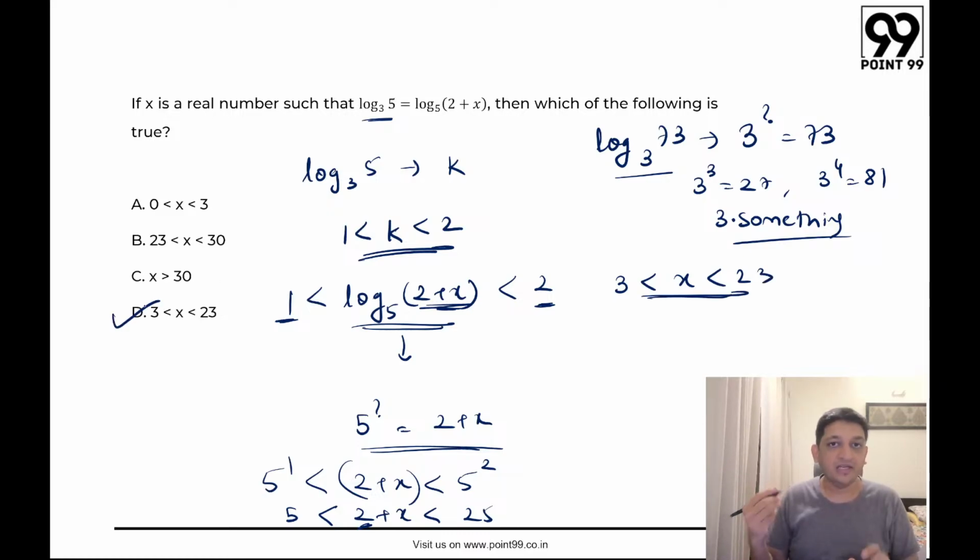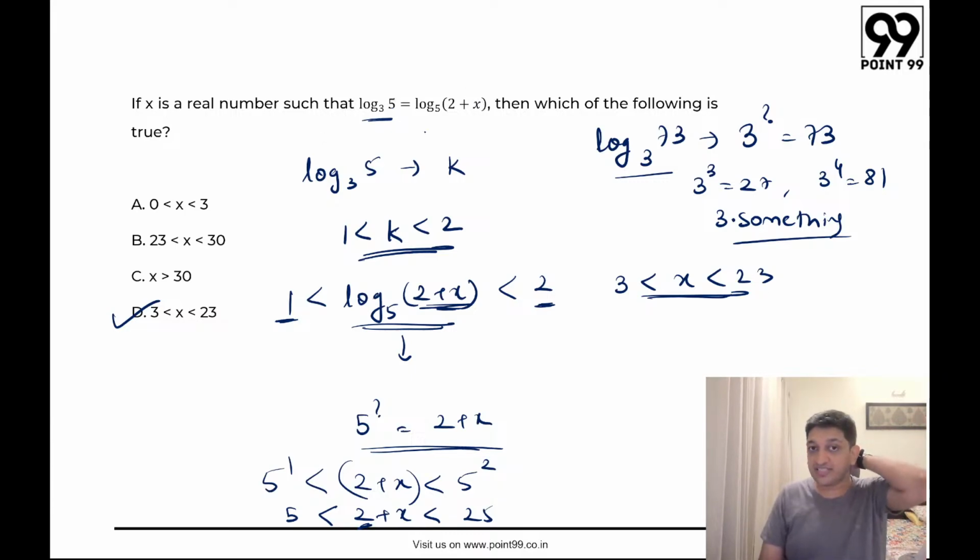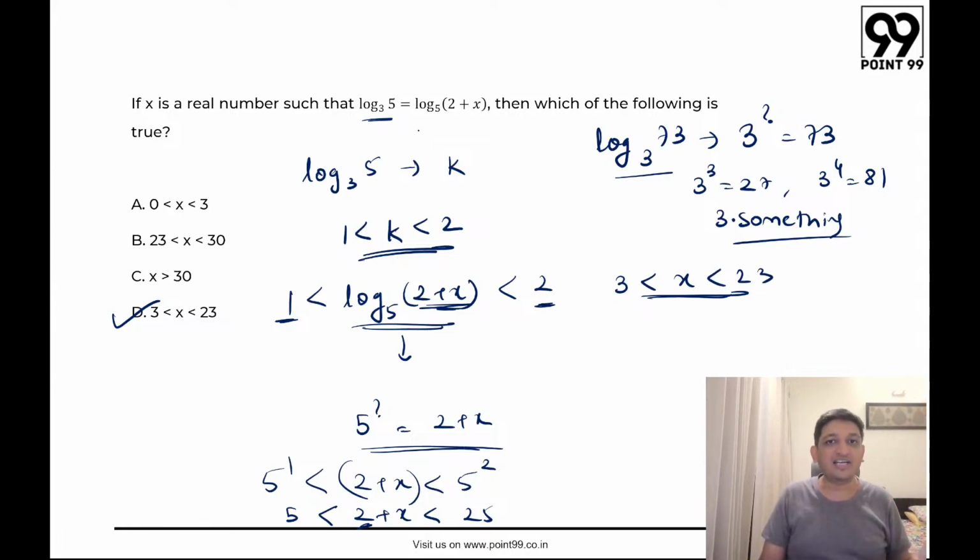So you just have to understand what exactly is the value of this. If you start doing log 5 by log 3, log 2 plus x upon log 5, log 5 ka square divided by log 3 and so on, then you will end up in big trouble, right? So that is not something that is going to help you.